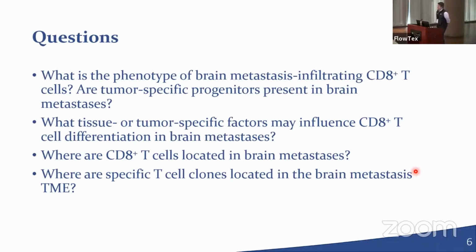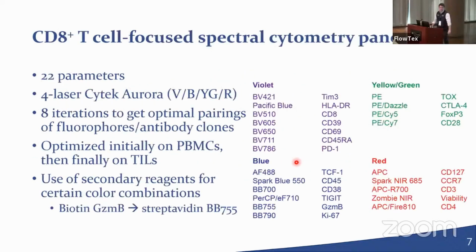What is the phenotype of brain metastasis infiltrating CD8 T cells? Can we find those progenitor cells that Mara talked about? What markers are these expressing, and could it be amenable to checkpoint blockade or other therapies? And then what are the specific T cell clones that are located within the TME?